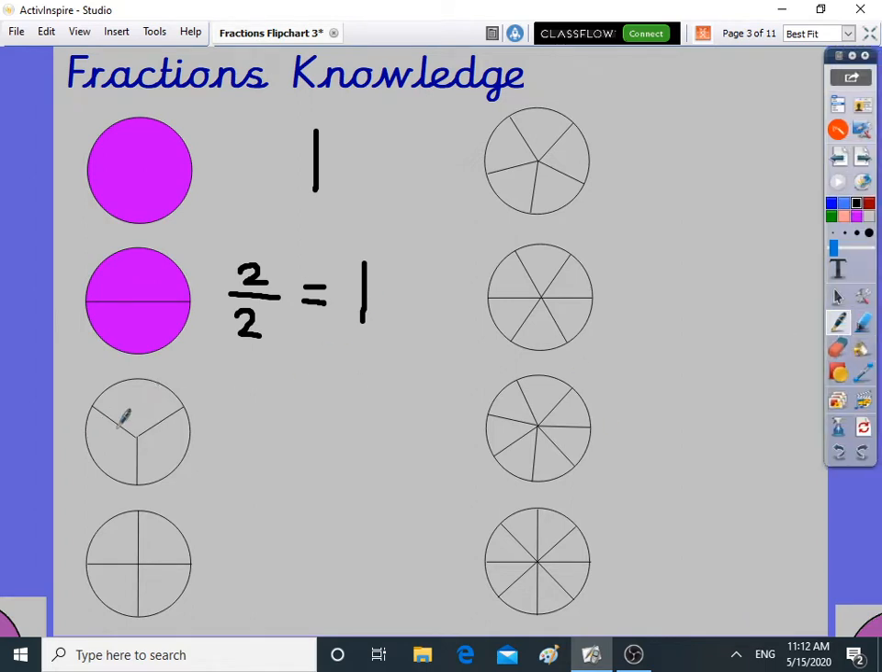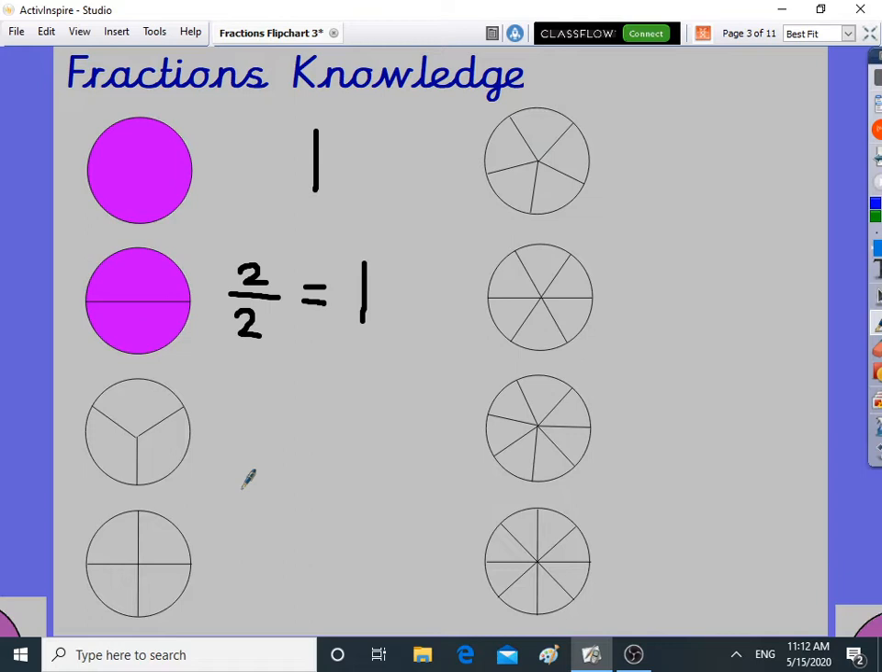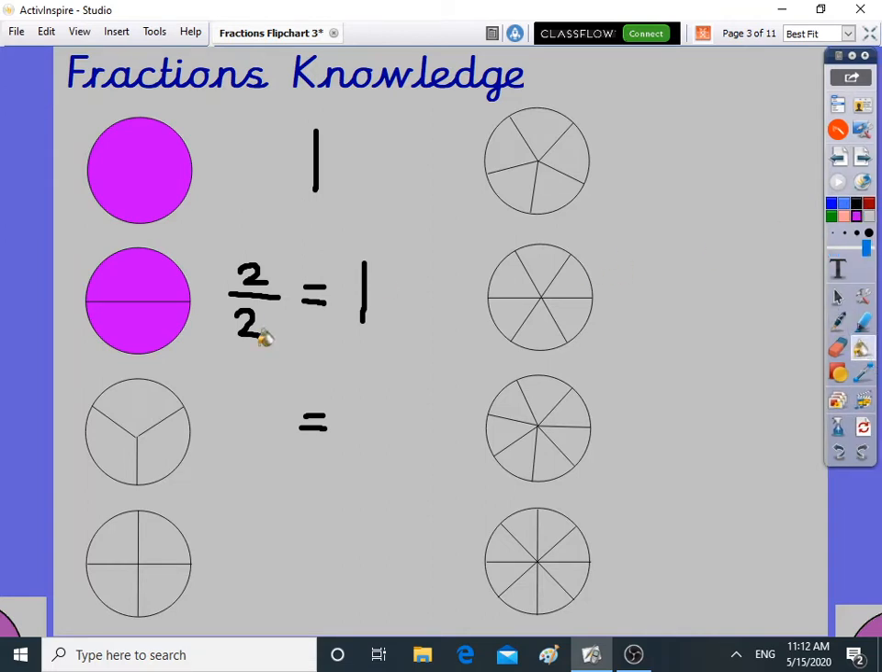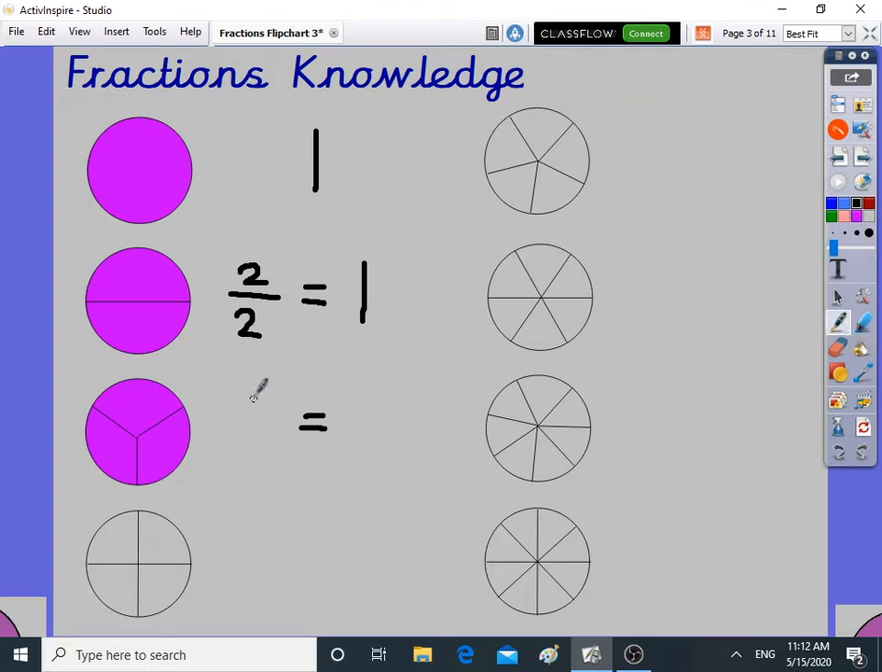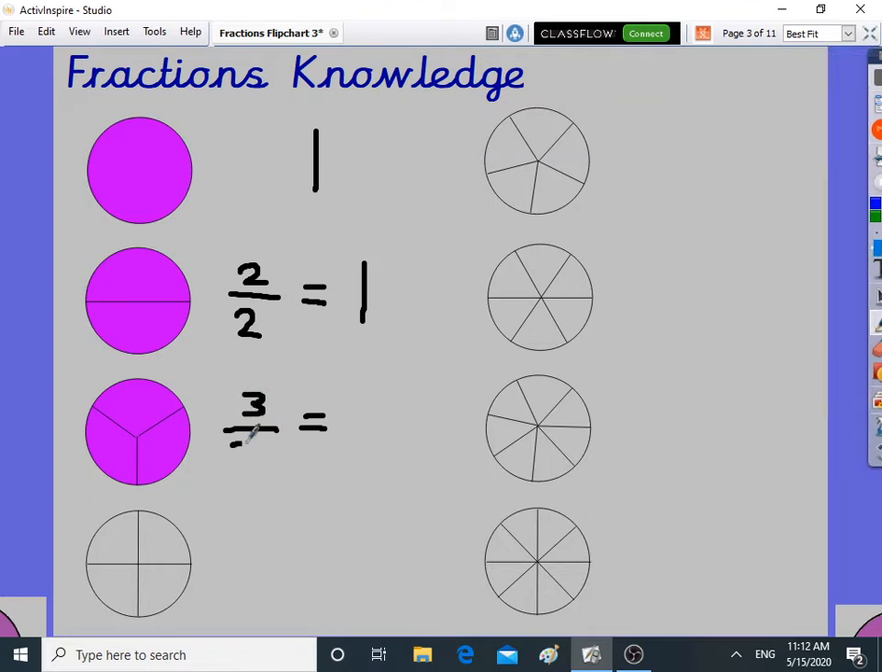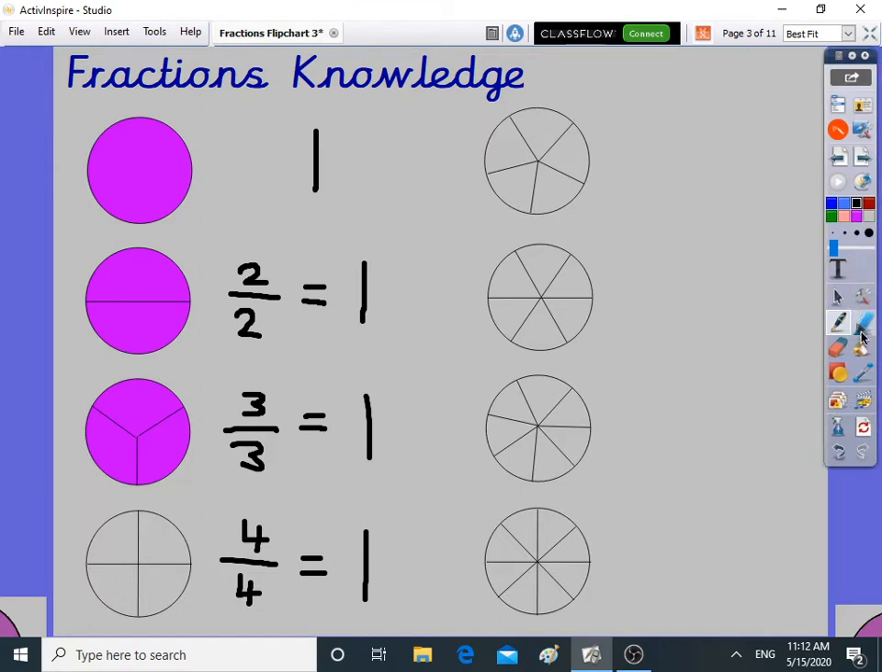What about if we split a circle into 3 bits? How many bits would we need to shade to get 1 whole 1? Hopefully you're saying 3. If it's in thirds, 3 bits, 1, 2, 3, you need to have all 3 shaded, 3 out of 3 shaded, and then you would have 1 whole 1. If we want to have 1 whole 1 on the next picture, which is in 4 bits, how many of those 4 bits will have to be shaded to have one whole one? 4. All of them. You need all of them shaded to have the whole thing shaded.